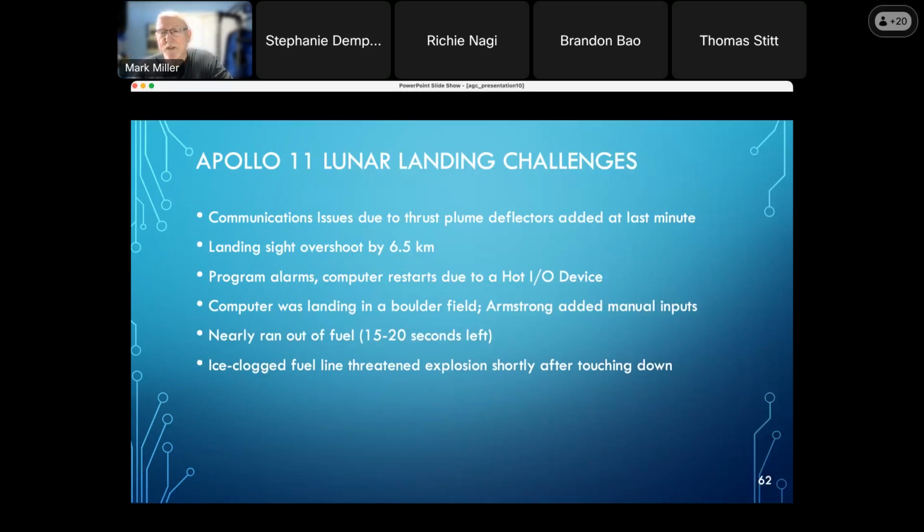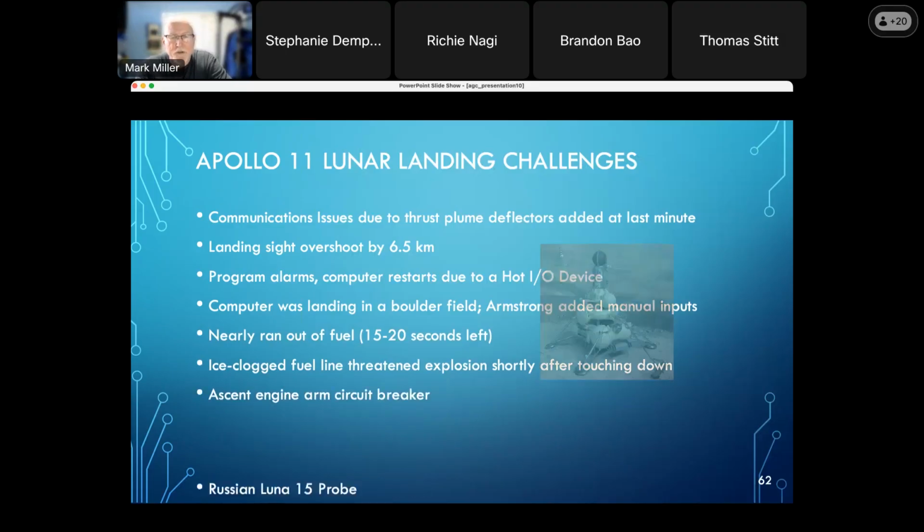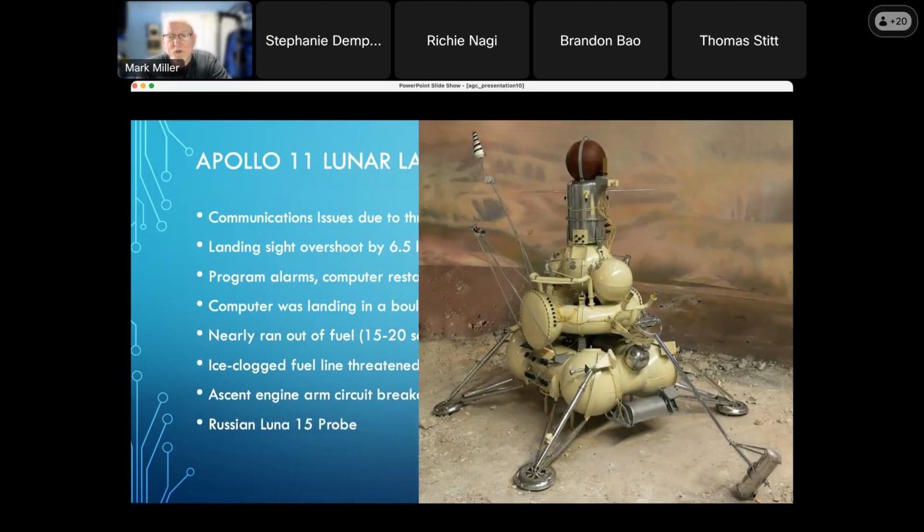Shortly after they landed, there was a threatening ice clogging a fuel line, and they might have to immediately take off again because they were worried there might be an explosion. That problem corrected itself. There were a number of other things that happened on their landing, including a Russian probe that was landing within hours of them landing on the moon in roughly the same part of the moon. So it's an interesting story, but I think I see that we have just about 7 minutes left.